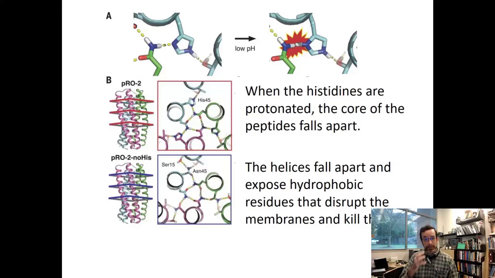So when the histidines are protonated inside the protein core, the core of the peptides falls apart, the helices fall apart, and then they expose the hydrophobic residues that will dissolve in the membranes and punch holes in the membranes. They will kill the particular cell that has that membrane in it, and they will kill nearby bacteria as well.